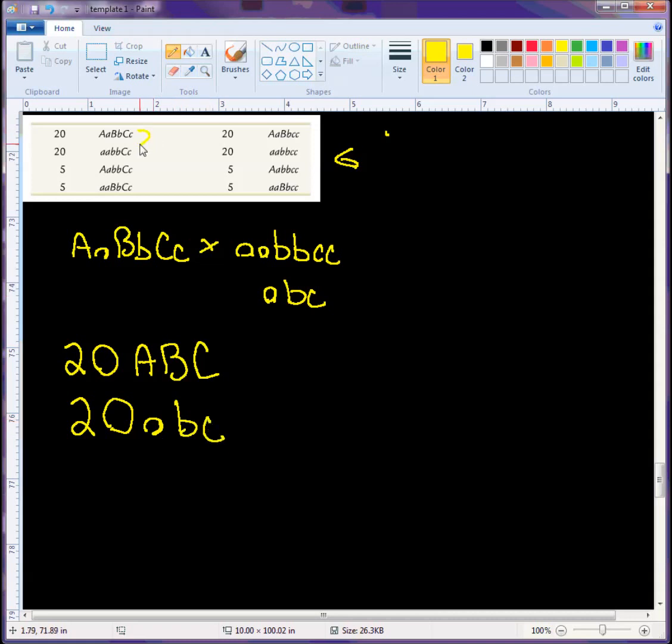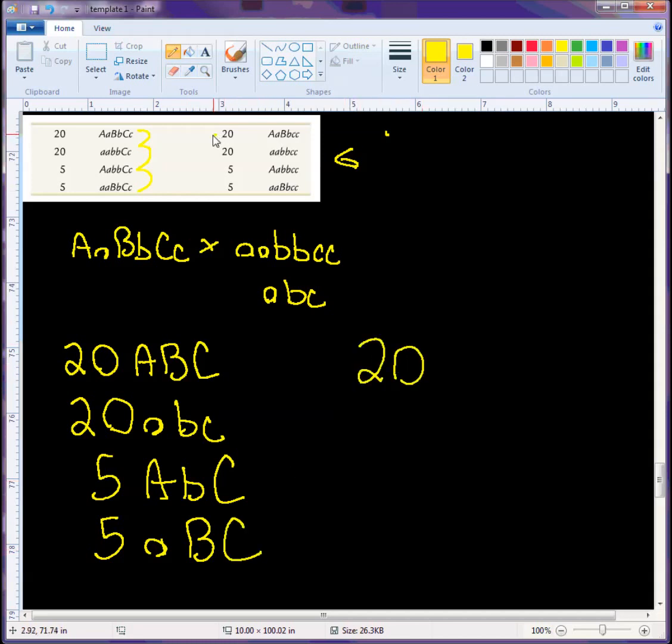so I'm just going down 1, 2, 3, 4, like that. 5 big A, little b, big C, 5 little a, big B, big C. Okay, let's go to the other side here.